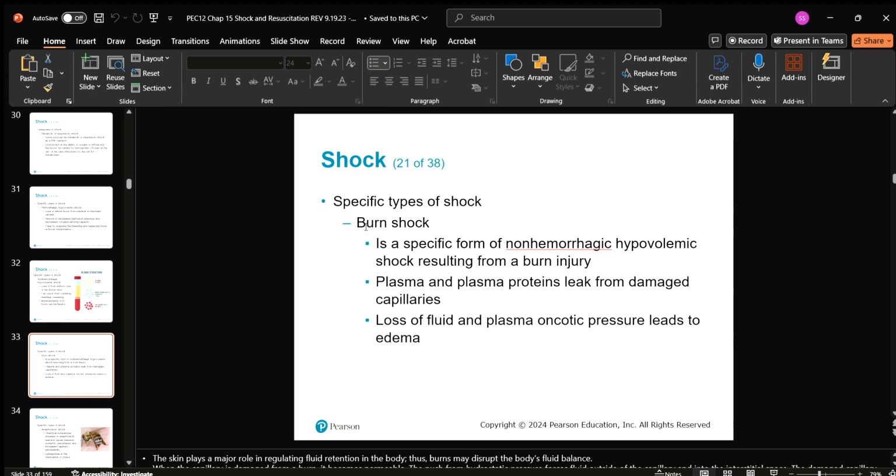All right, so we're going to talk about burn shock. This is a form of non-hemorrhagic shock because they're not bleeding out, but they've lost a lot of plasma. And this plasma is leaking from damaged capillaries. So they're bleeding out from damaged capillaries.